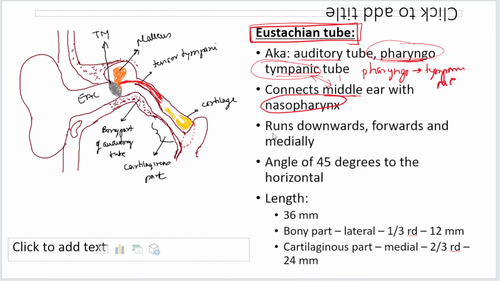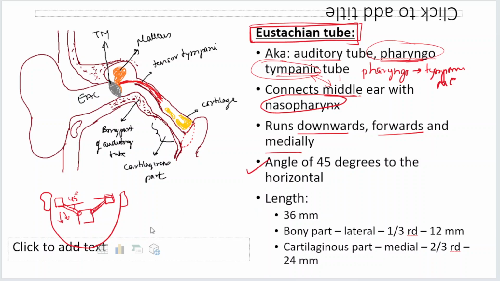So what is the direction in which it is running? It runs downwards, forwards and medially. Suppose this is the face of a patient, this is the ear of the person, this is the middle ear of the right side, this is the middle ear of the left side, and this is the nasopharynx. The Eustachian tube will be running downwards, forwards and medially, and it is not horizontal. It is at an angle of 45 degrees to the horizontal. So both Eustachian tubes will be moving downwards, forwards and medially from the middle ear to connect it to the nasopharynx.